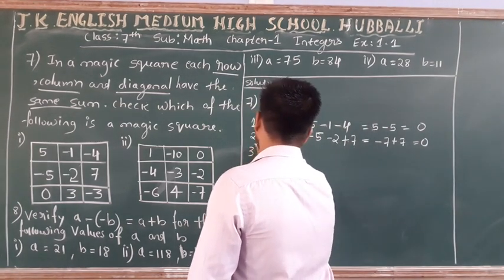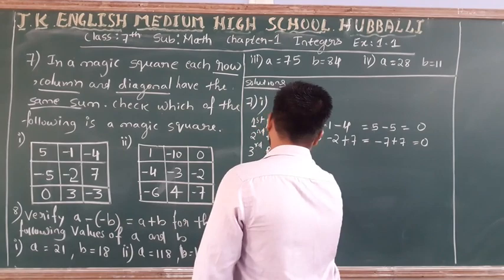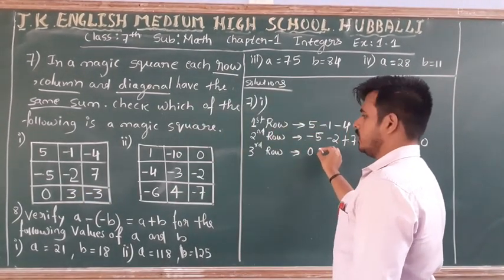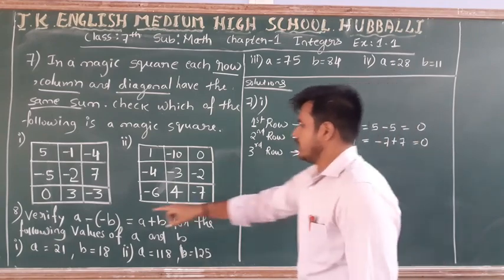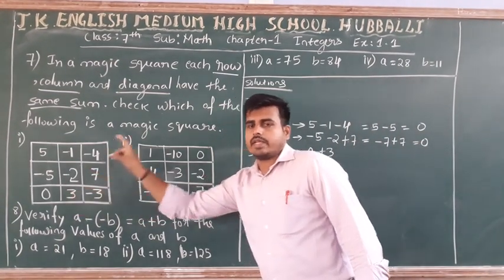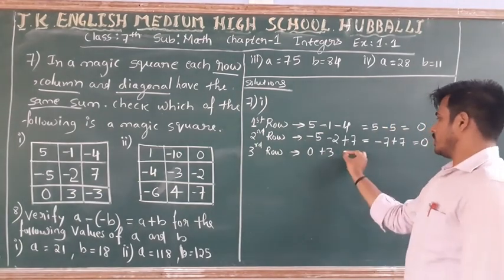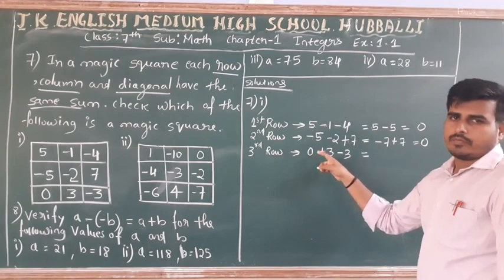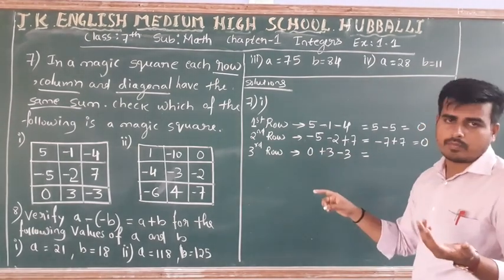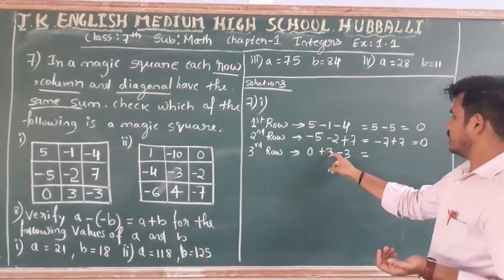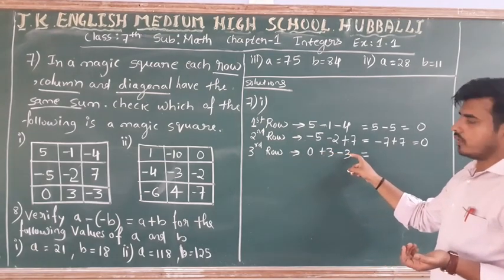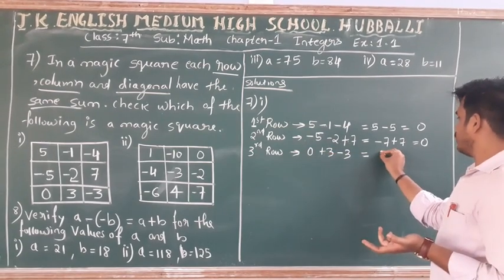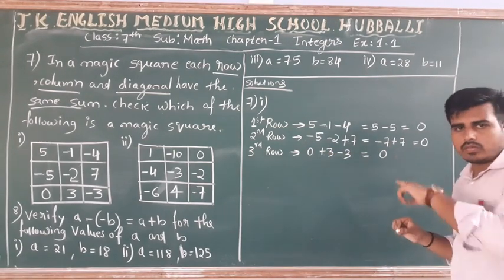Next, third row: 0, plus 3. If 3 is written, you have to take it as plus 3. Next one is minus 3. Now, one is 0. If you add 0 to any number, you get the same number. Leave 0. Plus 3 minus 3: you have to subtract, because signs are different. 3 minus 3 will give you 0. So all 3 rows' answer is 0.